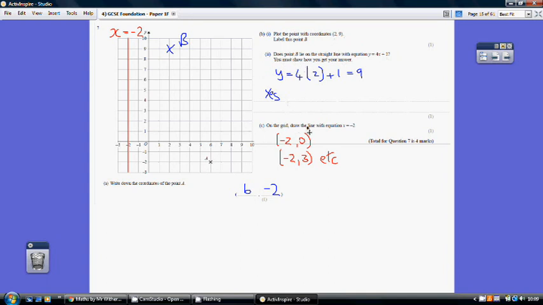Part C, on the grid draw the line with equation x equals minus 2. So just take your time here. The temptation is just to draw in a line parallel to the x-axis along minus 2, but that would be wrong. We want the line where all the points on the line have an x value of minus 2. For example, minus 2, 0 or minus 2, 3. So if we were plotting these points here, we go 2 to the left and 0 up, 2 to the left and 3 up, and so on. So all the points on this line here have an x coordinate.